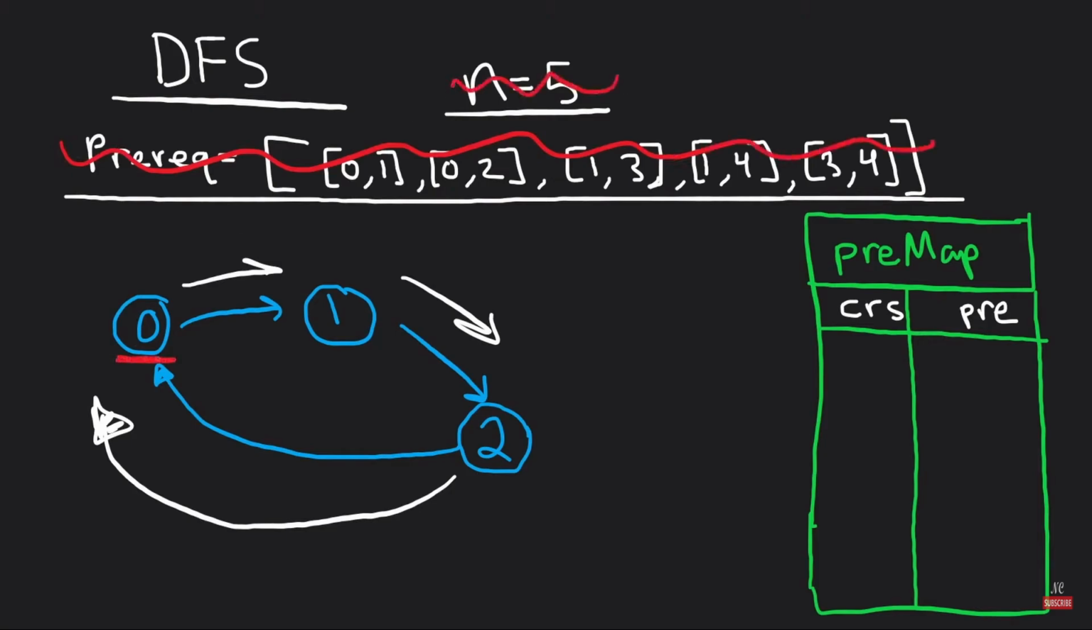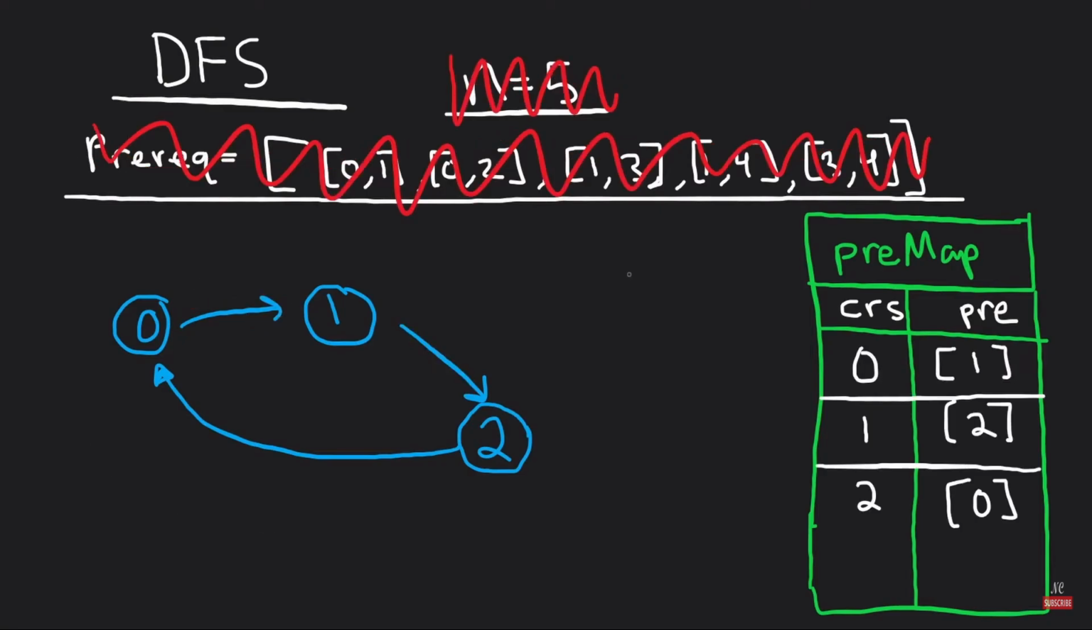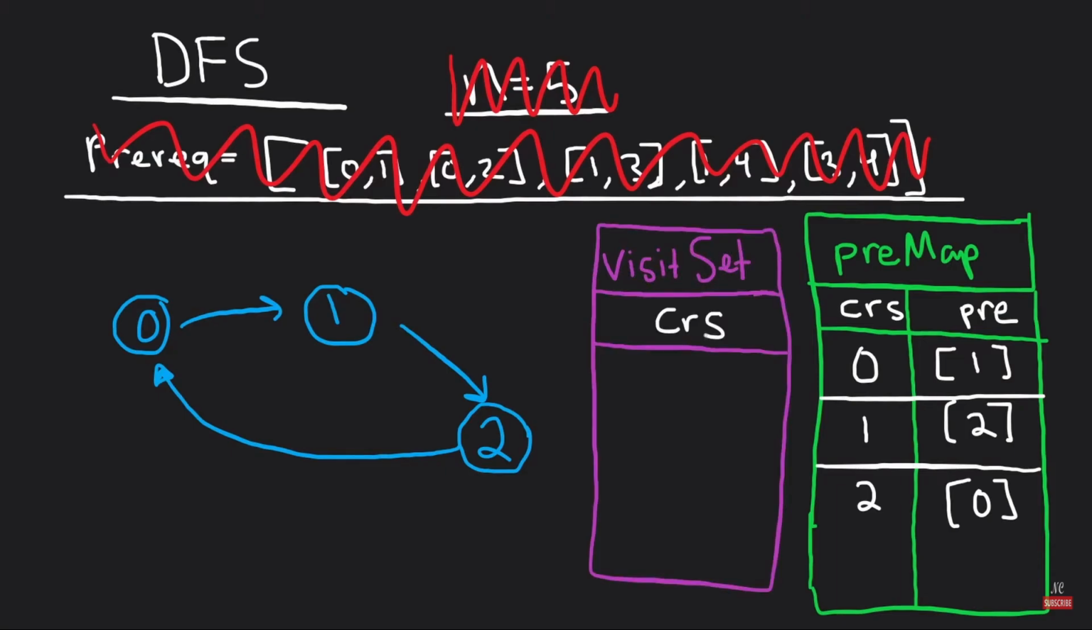But here we see that 0 has a prerequisite of 1, 1 has a prereq of 2, 2 has a prereq of 3. So this is a loop. We cannot complete these courses, but how can we actually detect this loop? I'm going to show you how really quickly. To detect a loop, I'm going to use one last data structure, and it's going to be a set, though I think you could just use an array if you want. I'm going to call it the visit set. And all it's going to contain is the list of courses that we're currently visiting along our depth first search.